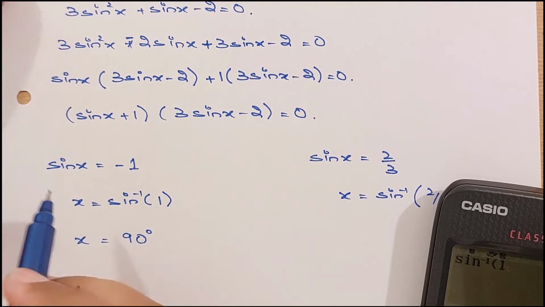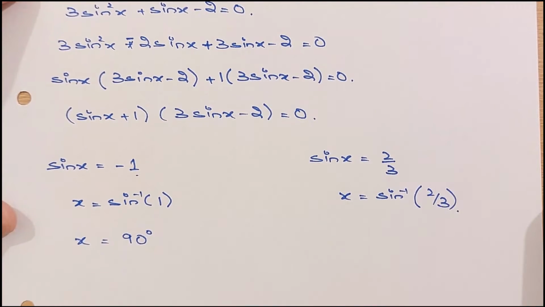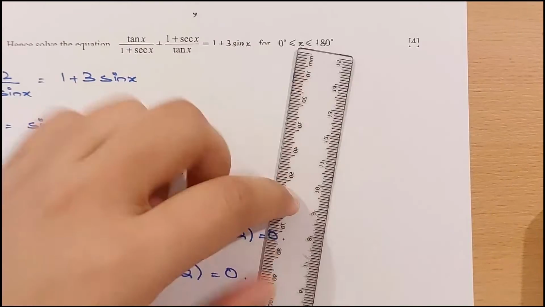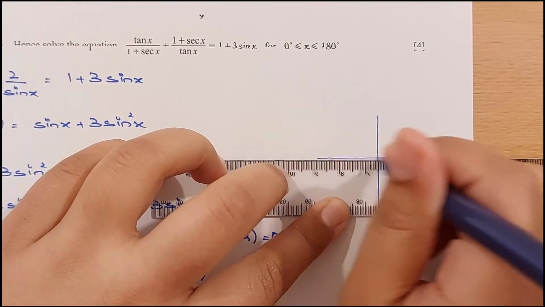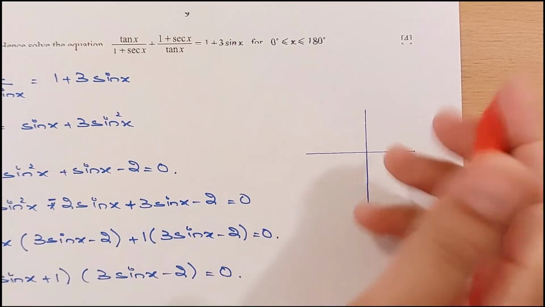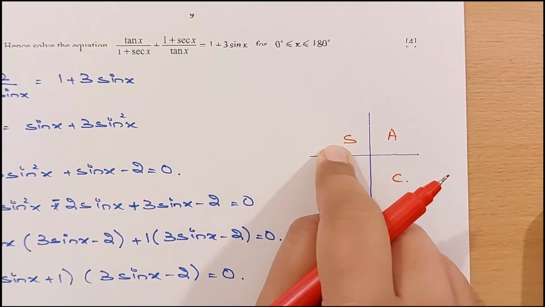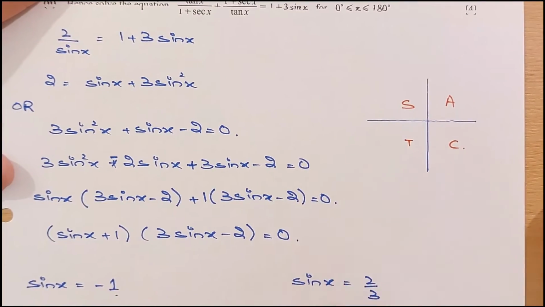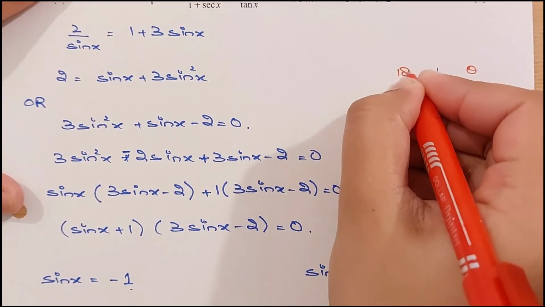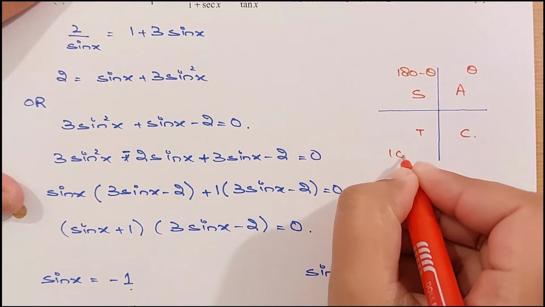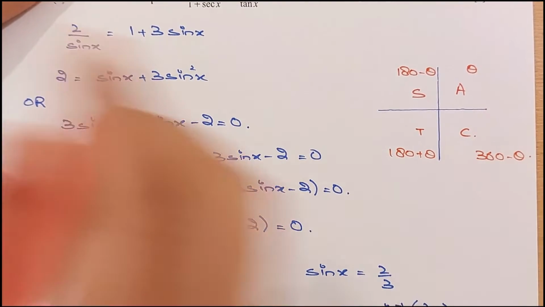Okay, and we know that here sine is negative, and sine is negative in the third and fourth quadrant. Let me draw this. We have A, S, T, and C. So in the first and second, sine is positive, and in the third and fourth, the sign is negative. Here we have theta, here we have 180 minus theta, here we do 180 plus theta, and here we do 360 minus theta. Right.